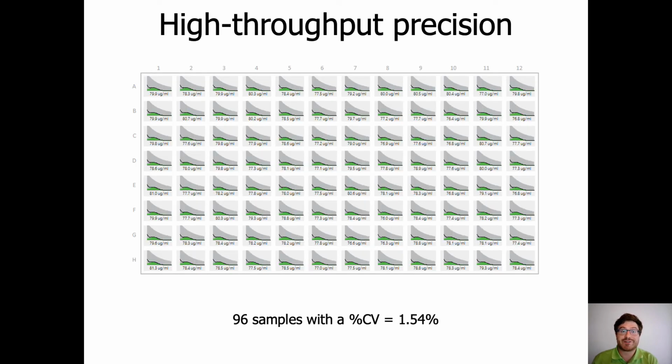And as mentioned, Stunner lets you run 96 samples in an hour. Here you can see 96 replicates of RNA LNP, where the green is the RNA concentration, and that's also mentioned below the graphs, and gray is the turbidity signal. The coefficient of variation is a spectacular 1.54% over these 96 complicated samples.